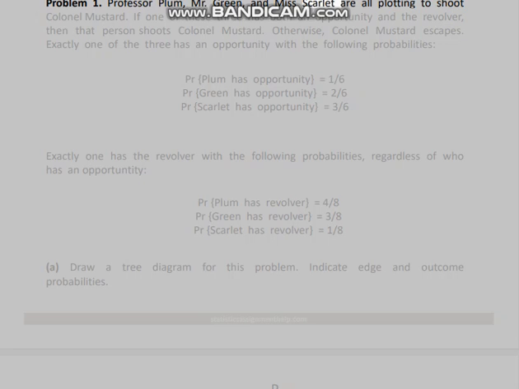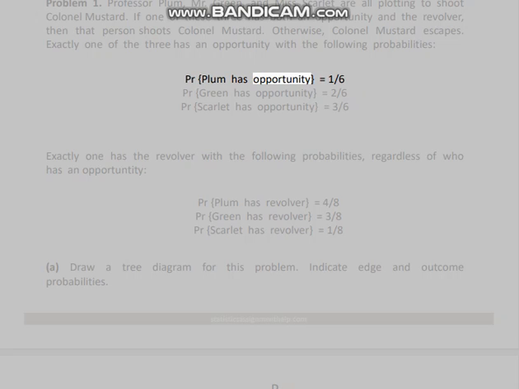Problem 1. Professor Plum, Mr. Green, and Miss Scarlet are all plotting to shoot Colonel Mustard. If one of these three has both an opportunity and the revolver, then that person shoots Colonel Mustard. Otherwise, Colonel Mustard escapes. Exactly one of the three has an opportunity with the following probabilities. Exactly one has the revolver with the following probabilities, regardless of who.